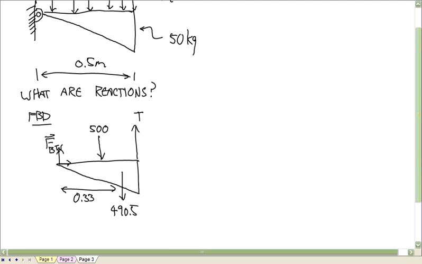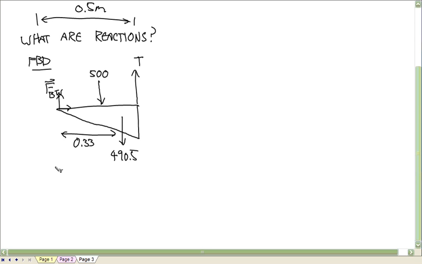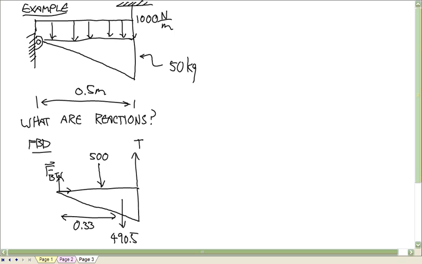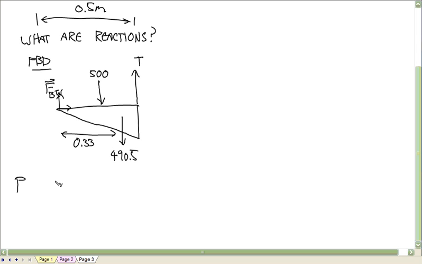Okay, because that's from the rectangular distributed load. We'll see. I don't know.